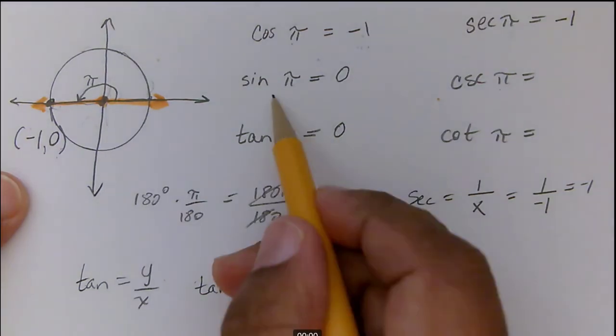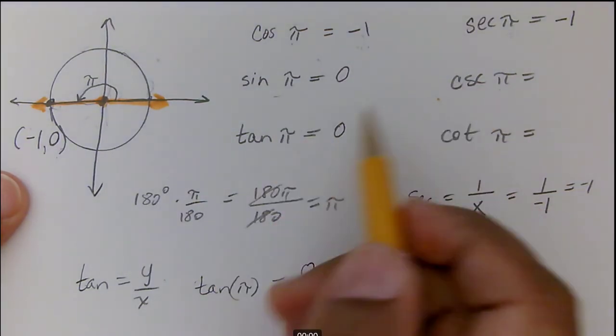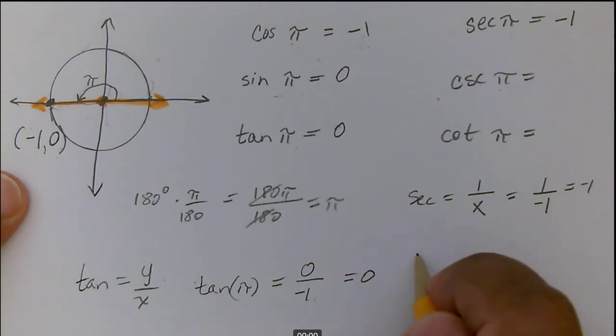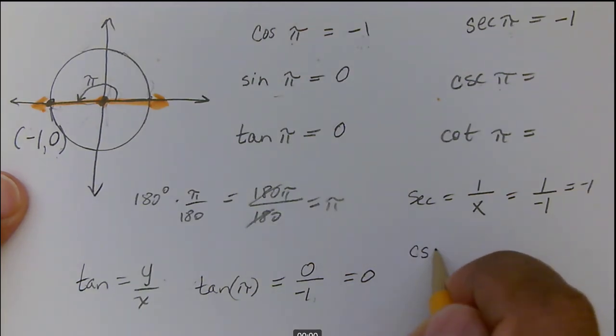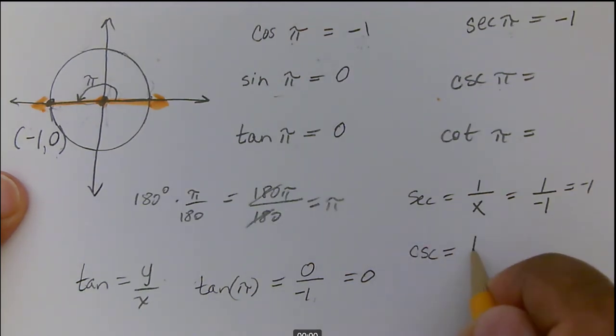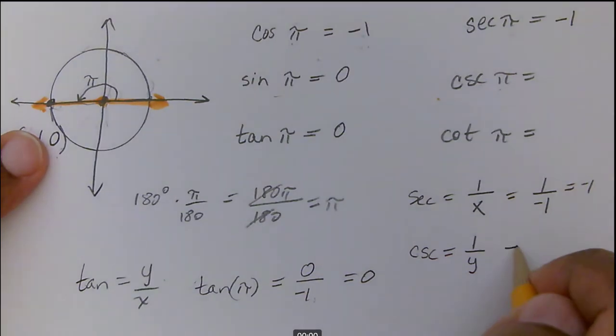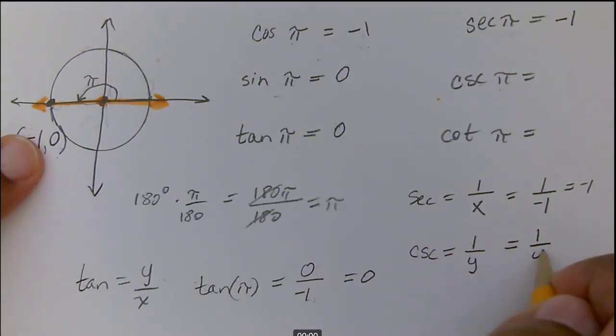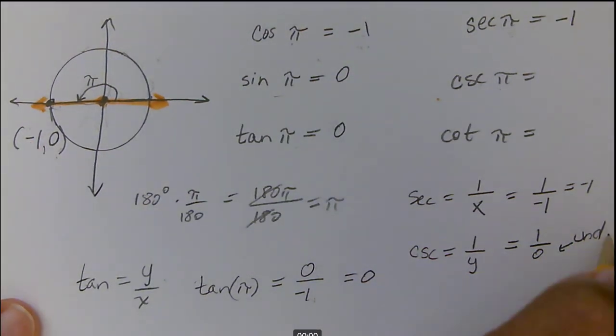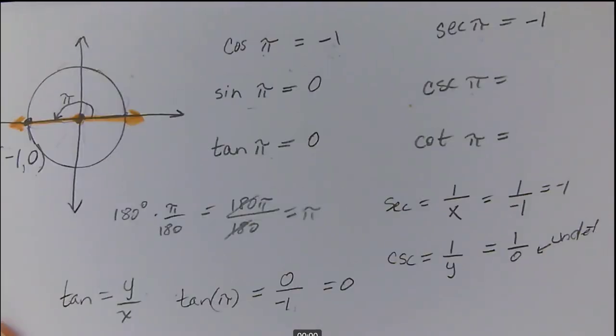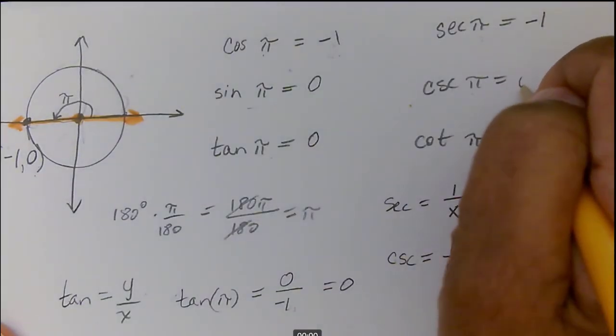The reciprocal of the sine is the cosecant. We know that the sine is the y value, so we know that the cosecant is equivalent to 1 over the y value. So the cosecant here is 1 over the y value, which is 0. And so we have our first undefined. This is undefined. We start to say, uh-oh, problem. So the cosecant is undefined.